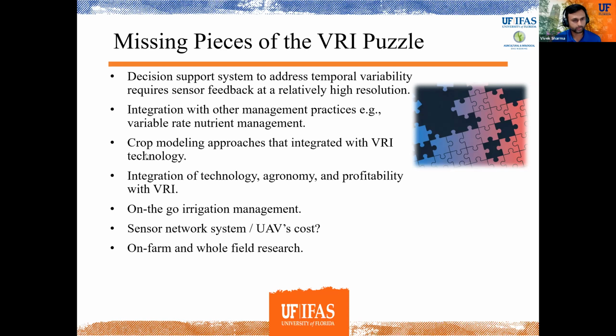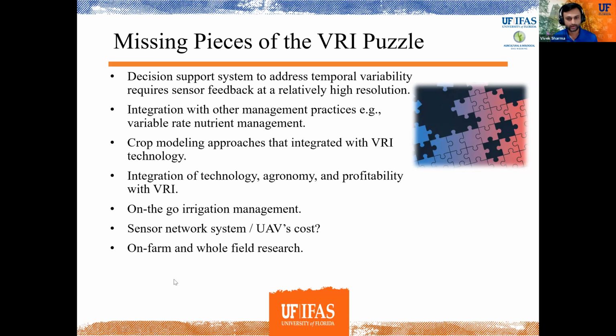Other is there is not much research on crop modeling approaches integrated with VRI technology. One of the systems is on-the-go irrigation management, and we are working on that side now. If we can reduce the lag time between the sensor communication and the transferability to the control panel, it can be an on-the-go system. The most important, I think, from the last 10, 20 years we are seeing, is the cost.